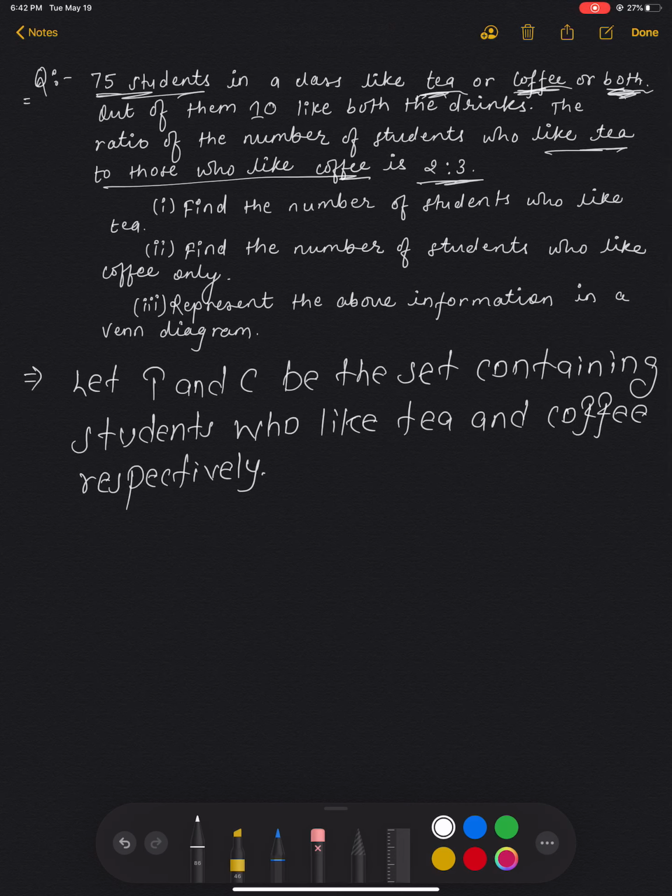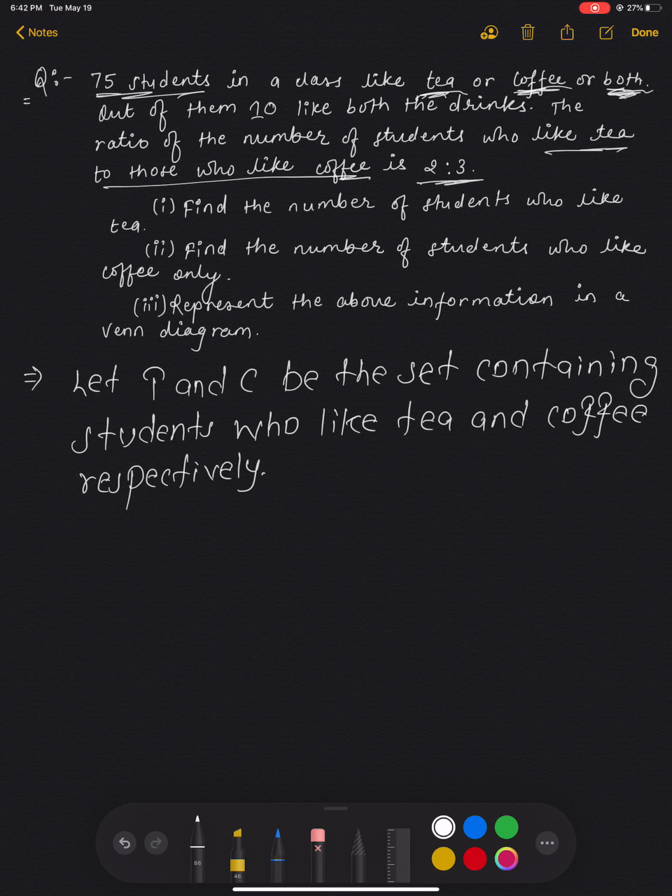So now let's move to our last question. In this question we have to find the number of students who like tea and the number of students who like coffee only, and represent them in a Venn diagram. We are given that 75 students in the class like tea or coffee or both.